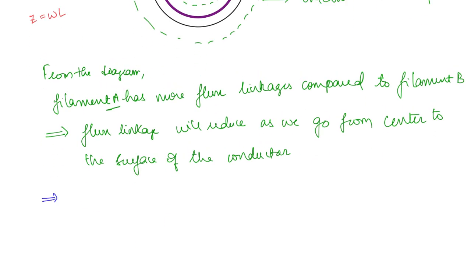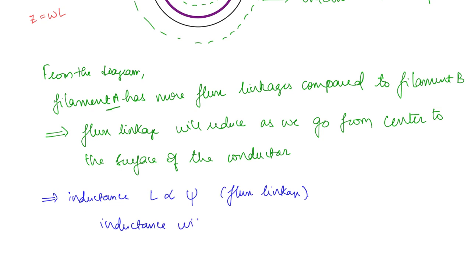Now, what will happen to the inductance? Inductance L, as we know, is proportional to the flux linkage. Because flux linkage is going to reduce as we go from center to surface, the same effect you are going to see in terms of inductance. The inductance will reduce from center to the surface of the conductor.